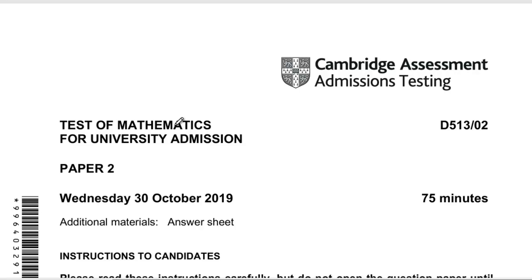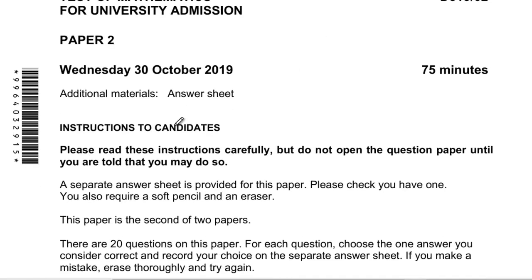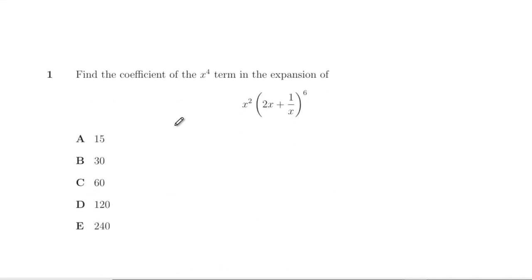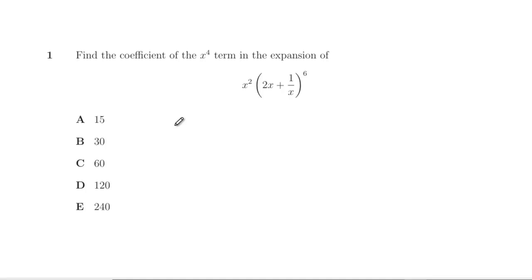Hello, this is paper 2 of the 2019 TMUA. So 20 questions. Might be one video, might be two. See how it goes. Find the coefficient of the x to the 4 term in the expansion of that.